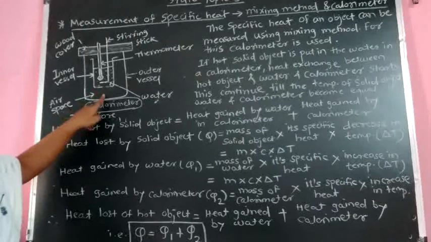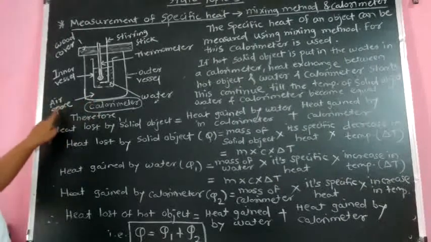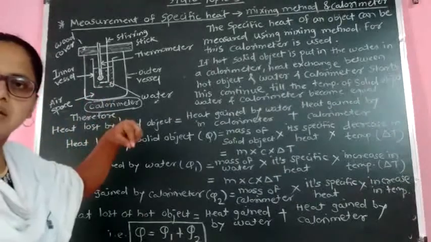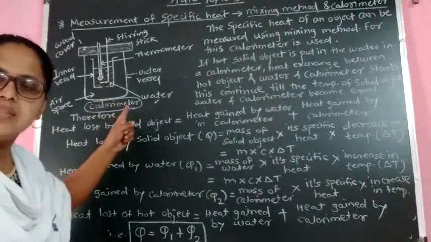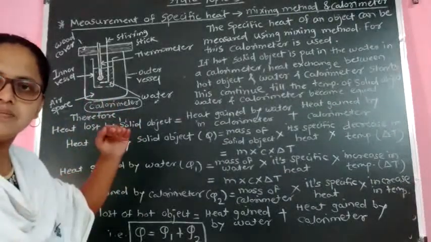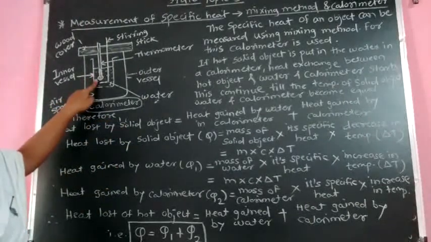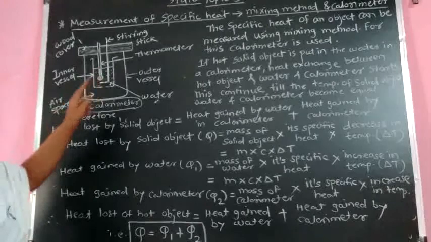In between these two vessels, an air gap is present. You can see this, air space is present. So when we put the hot object inside this water, then temperature of water increases. So the thermometer reads the temperature of water. So this is the structure of calorimeter.